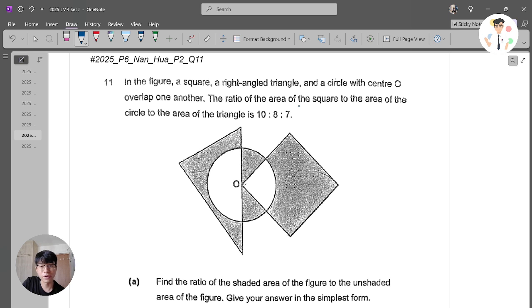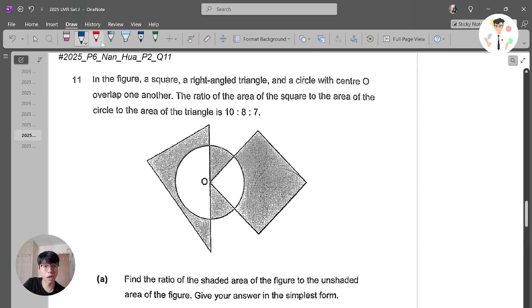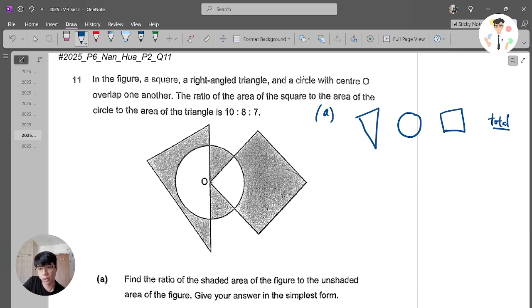The ratio of the area of the square to the area of the circle to the area of the triangle is 10:8:7. So let's try to do our part A here so that you can kind of compare. See, I have this triangle, I have this circle, I have this square. This is the total. What happened is square, circle, triangle. Square is actually 10. So let me just write here 10. Circle is actually what? 8. Triangle is actually what? 7.